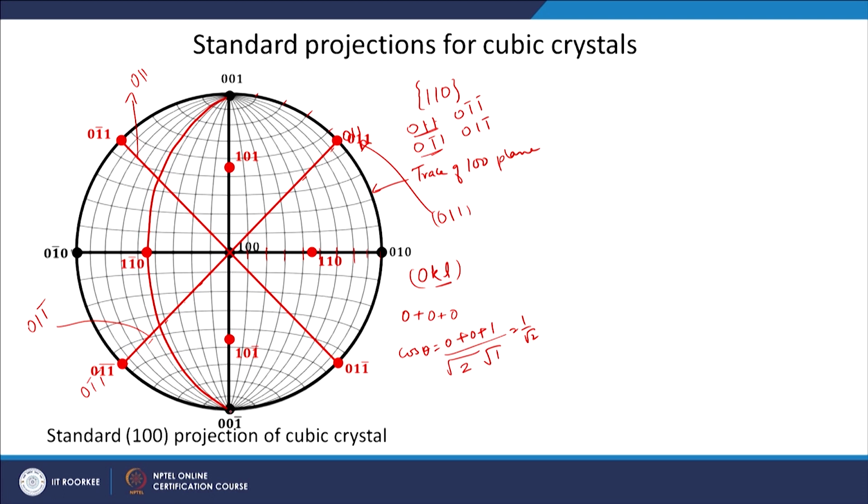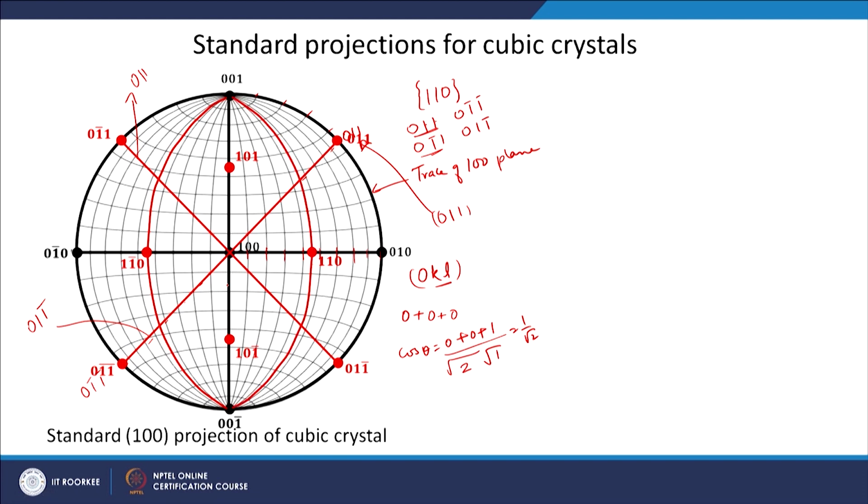You can also see that if this particular pole is falling on the trace of this one, that means there should be a 90 degree relationship between these two poles, which you can easily find out by taking the dot product. So, 1 into 1 will be 1, plus 1 into minus 1 will be minus 1, and 0 into 0 will be 0. So, 1 minus 1 will again be 0, that means they have a 90 degree relationship between them.